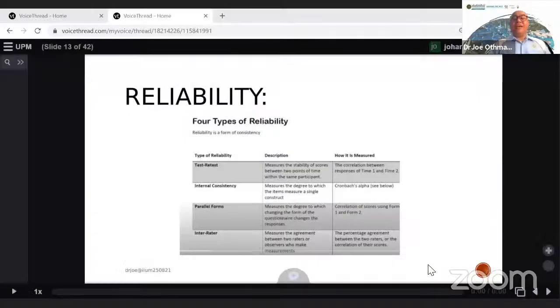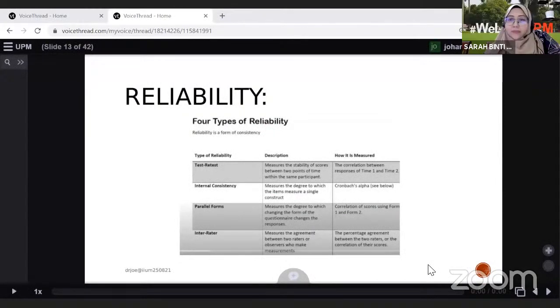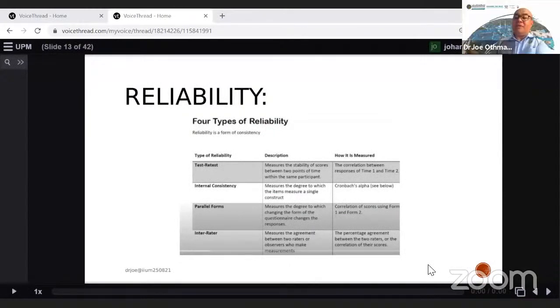Okay. So reliability in a nutshell, because I do not want to spend too much on this second topic, because I want to spend much more on the test table of test specification. That one is more useful. But this is also important. There are 4 types of reliability. The keyword for reliability is being consistent.